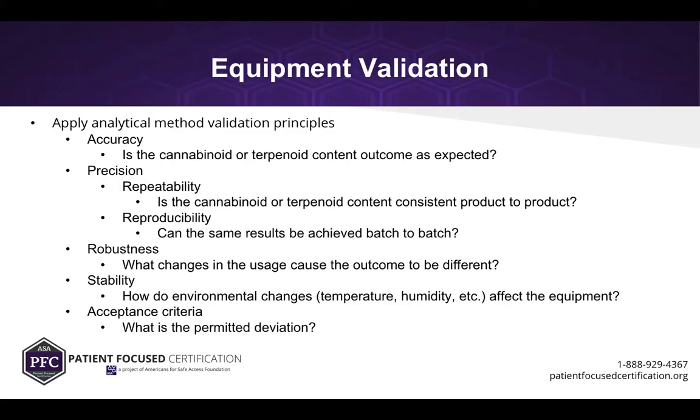Also, are you trying to decarboxylate inside the piece of equipment? Is that outcome actually happening? A lot of this is determined by doing testing, so testing your cannabinoid content or your terpenoid content. You also want to ask yourself some questions regarding precision. Is it consistent from product to product? Can you receive the same results batch to batch?